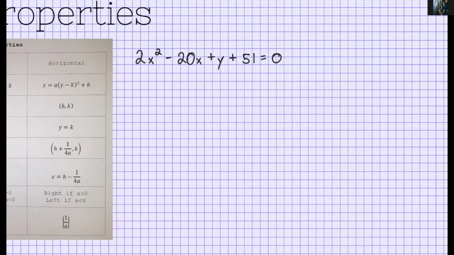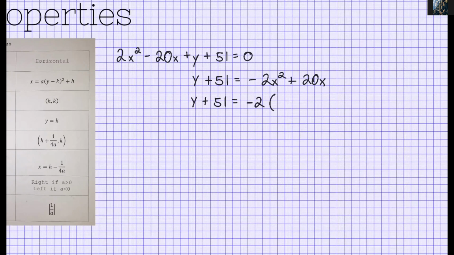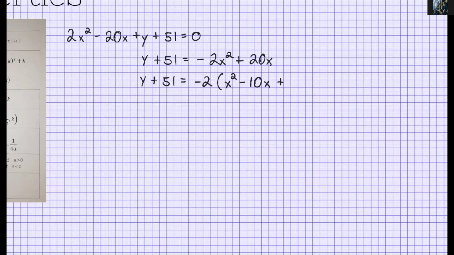So I will have y + 51 = -2x² + 20x. Y + 51 equals, I am going to factor the -2 that multiplies x² - 10x. I'm going to leave some space in here to complete my trinomial, and I'm going to do so by dividing the -10 by 2 and then squaring it, which will be 25.